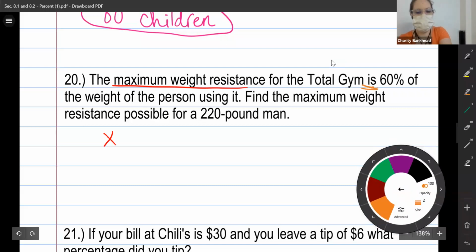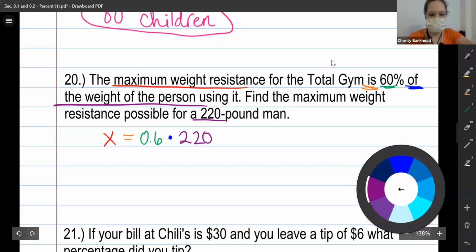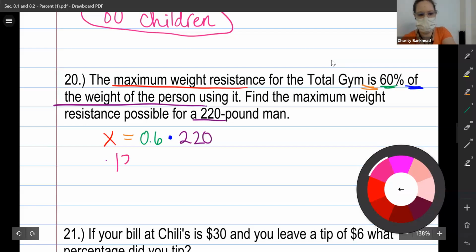Is, so equals 60%, so that would be 0.6. Of means times. And then the weight of the person using it, which in this case is 220. So X equals 0.6 times 220. So 0.6 times 220 equals 132. So 132 pounds of resistance is the maximum possible.